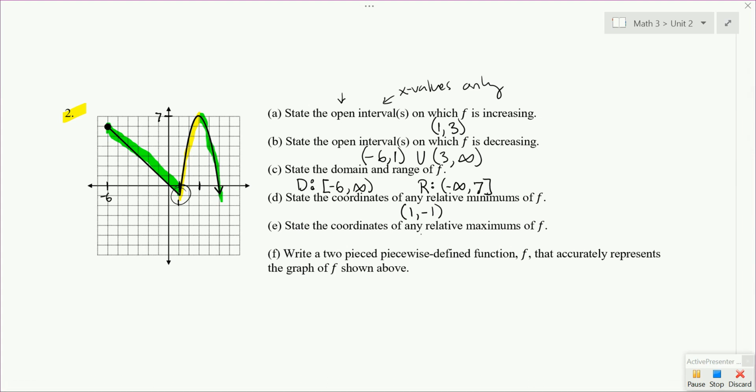State the coordinates of any relative maximums. That's where it changes from increasing to decreasing. So using my highlights, where it changed from yellow to green, which would be the maximum, or the vertex up here, at 3, 7. And then F says write a two-pieced, piecewise defined function f that accurately represents the graph of f shown above.